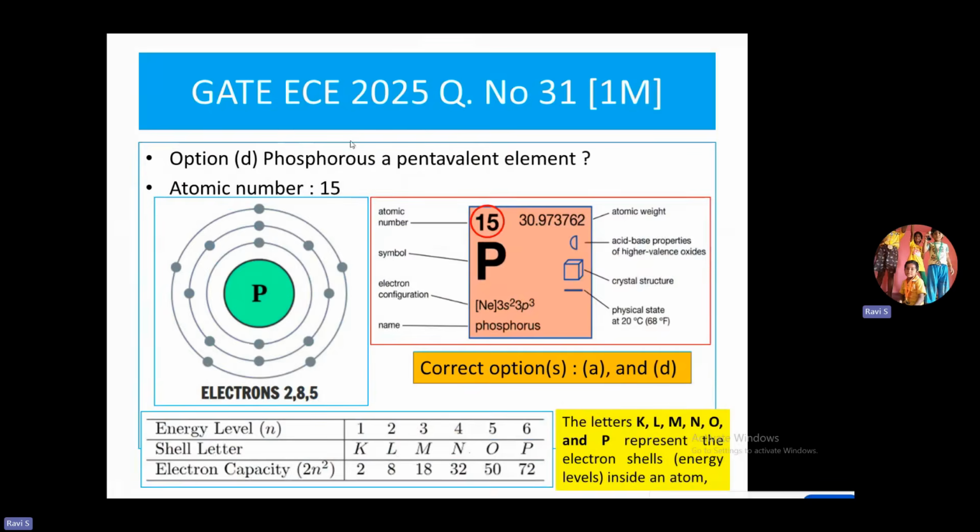Now coming to option D, phosphorus, which has atomic number of 15. These 15 electrons are divided as 2 electrons in the first shell and 8 electrons in the next shell, remaining 5 electrons in the third shell called mth shell. Because the outermost orbit is having 5 electrons, then this is a pentavalent element. So phosphorus can be used as an N-type dopant. So among the 4 options given, option A, arsenic, and option D, phosphorus, are correct.